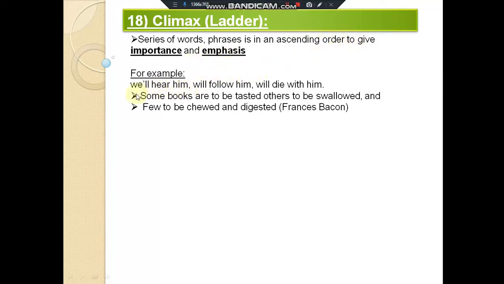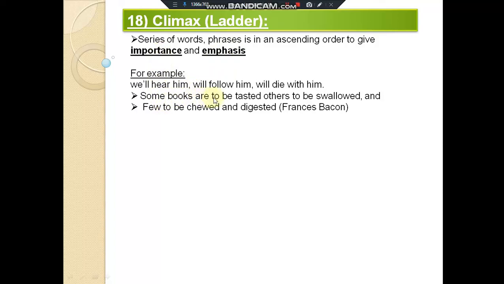For example, we will hear him, follow him, and will die with him. It means that in climax we start from the least aspect, hearing, then the next aspect, that is following the person, and then you decide to die with him. You decide to be completely in each and every step of your life with that person. It means you are moving from the least to the upper level. You are going ahead. You are climbing the ladder. So this is the example of climax.